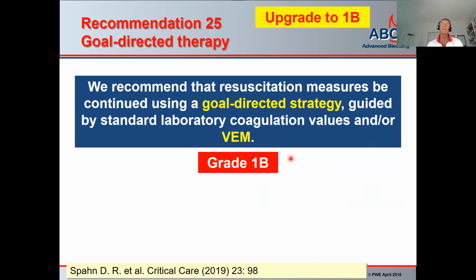Afterwards, we highly recommend a goal-directed strategy. So this is, you measure in the lab or with viscoelastic testing what is going on in terms of coagulation, and then you know what's the main problem, and then you act to solve the main problem. And then after this, you re-measure the coagulopathy again to make sure that the patient improved in terms of coagulopathy, or the coagulopathy is gone, hopefully.